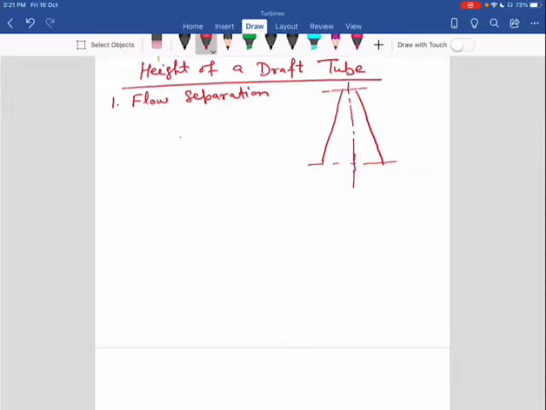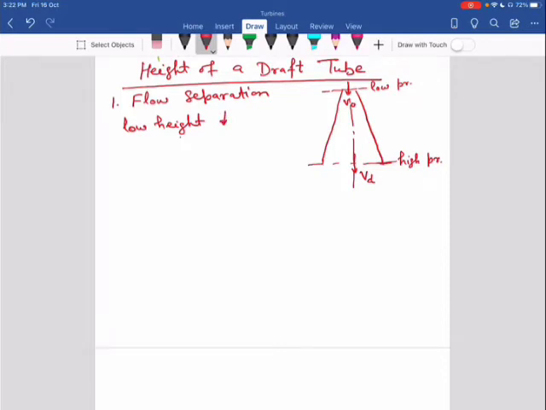Okay, so here the velocity is Vd, here the velocity is Vo. Now, further, this end is at low pressure, and this end is at higher pressure, because here the pressure is atmospheric or more than atmospheric. So, here we have the high pressure. Okay, now if we have a low height or less height of this draft tube, then what happens?